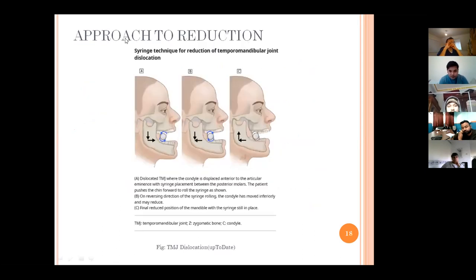So, approach to reduction: there are certain techniques by which TMJ dislocation can be reduced. The first one is the syringe technique. In this technique, the patient is asked to bite the syringe between their molars and roll the syringe forward and backward. This action is supposed to relocate the displaced joint back into place. This is the graphical representation of the method.